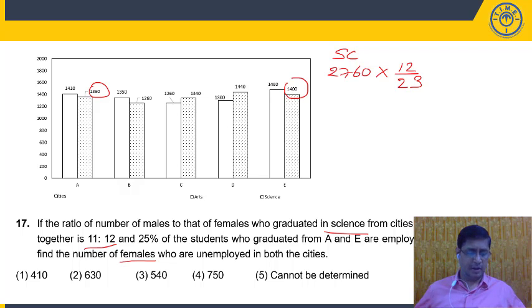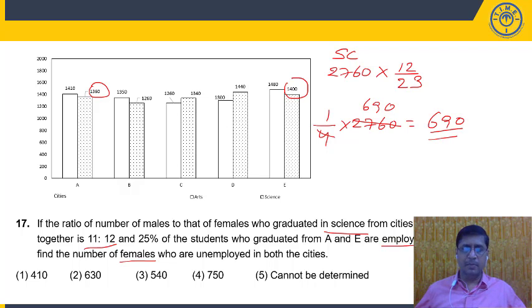So 25% are employed means, what is 25% of the students? 25% is 1/4. 1/4 of 2760. Now simplify this. What is the cancellation? So 1/4 means it goes how many times? 6 times, 24, and 9 times, and 0, 690 are employed. 690 are employed. In that number of 25% employed students, how many are male and how many are female? We don't know.